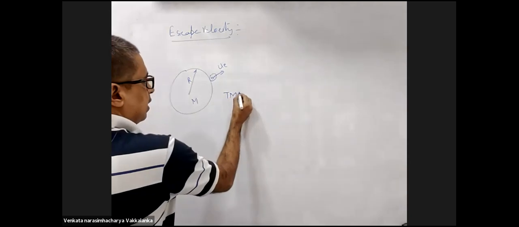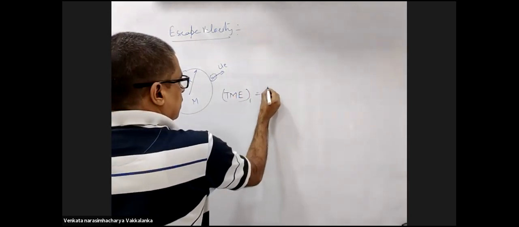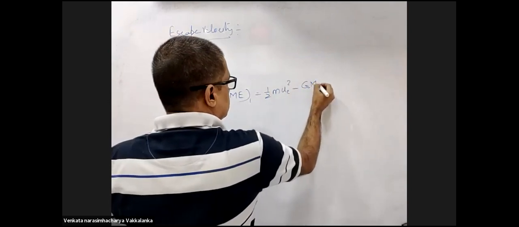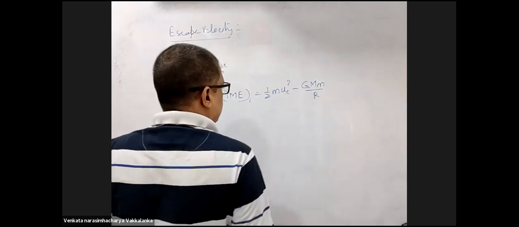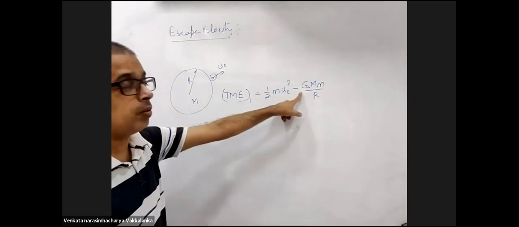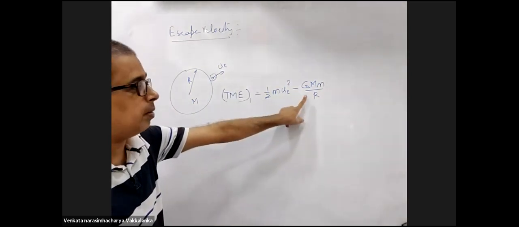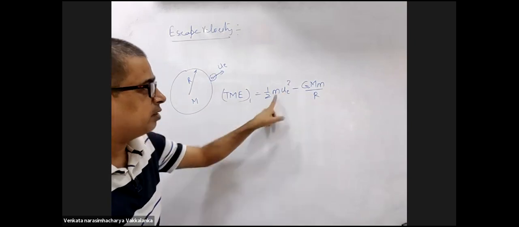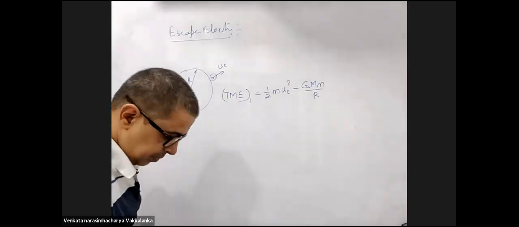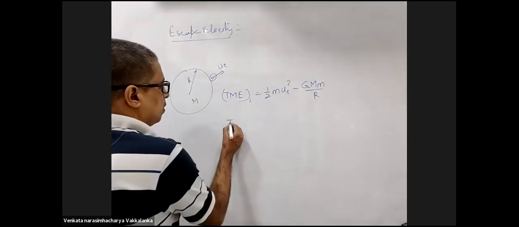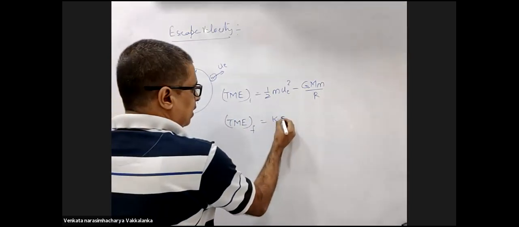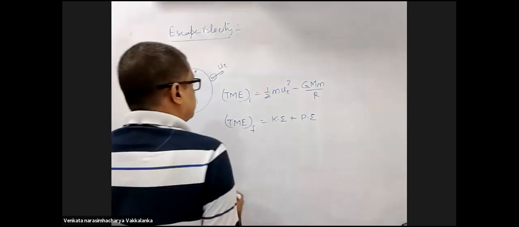So total mechanical energy initial is half m UE square minus G capital M small m by R. This is the potential energy, and this is the kinetic energy on the surface of Earth. Agreed? Yes, sir. Total mechanical energy final is kinetic energy plus potential energy.